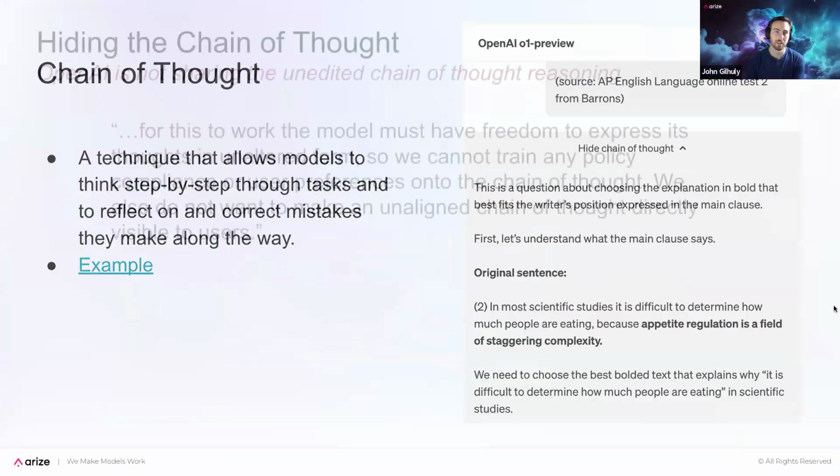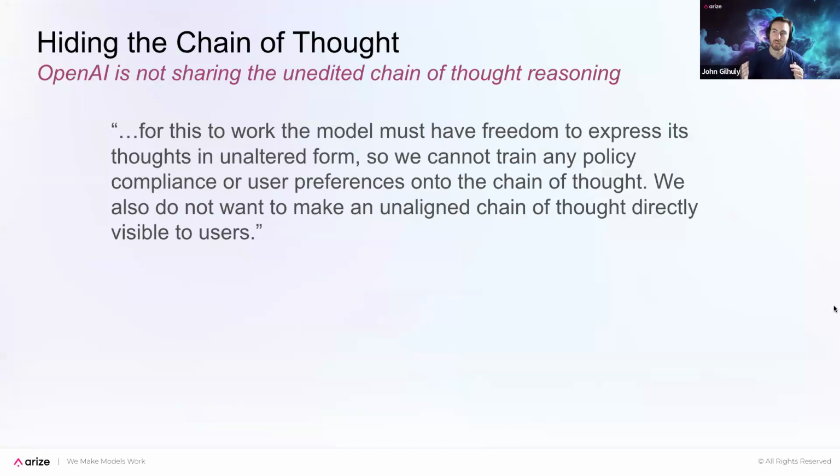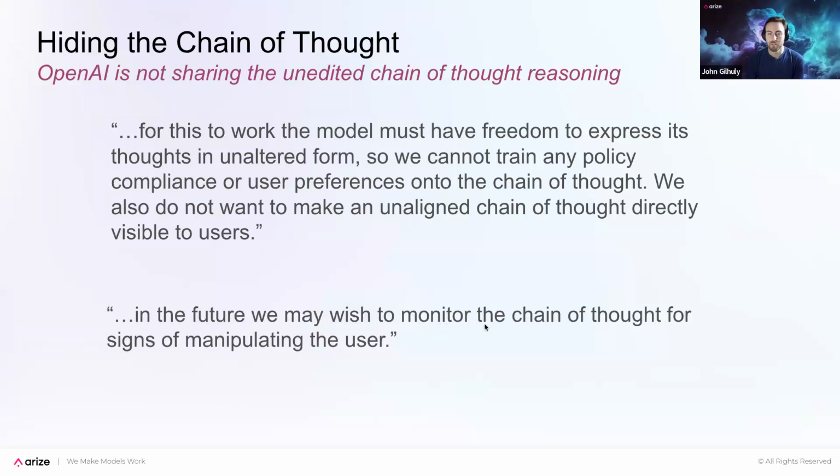Definitely. On that note though, one thing that's important to call out is that what we're seeing for the chain of thought is also not the exact chain of thought that it goes through. There's a very interesting part of the release where they say they want the model to freely express its thoughts in unaltered form, partly because they want to be able to monitor the chain of thought for signs of manipulating the user. They basically say, we don't want to modify how it does chain of thought. We want it unaltered so that we can examine it and learn from it.